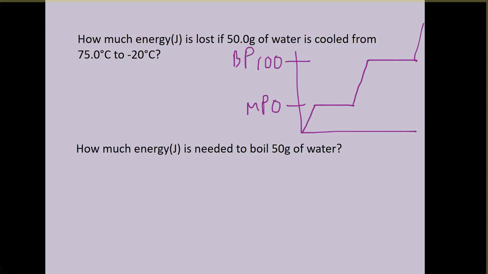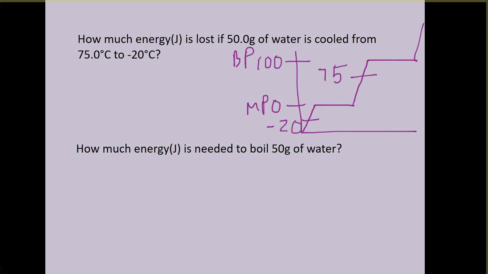Let's go ahead and do this problem, figure out where we are. So how much energy is lost? Okay, so heat is going to be leaving if 50 grams of water is cooled from 75 degrees to minus 20. So on my graph, I'm just going to mark where I am. So I have 75 here, and I'm going to go all the way to minus 20.